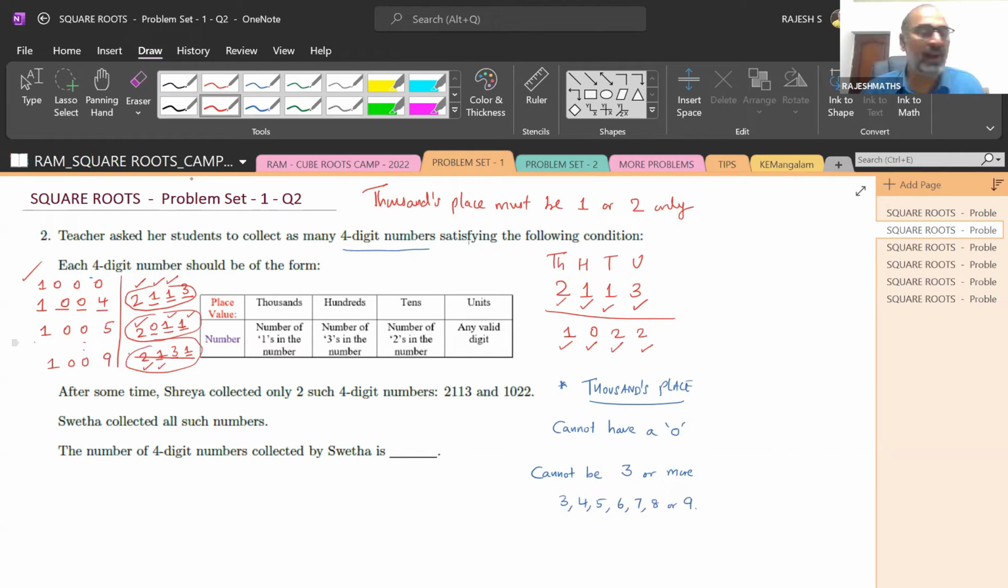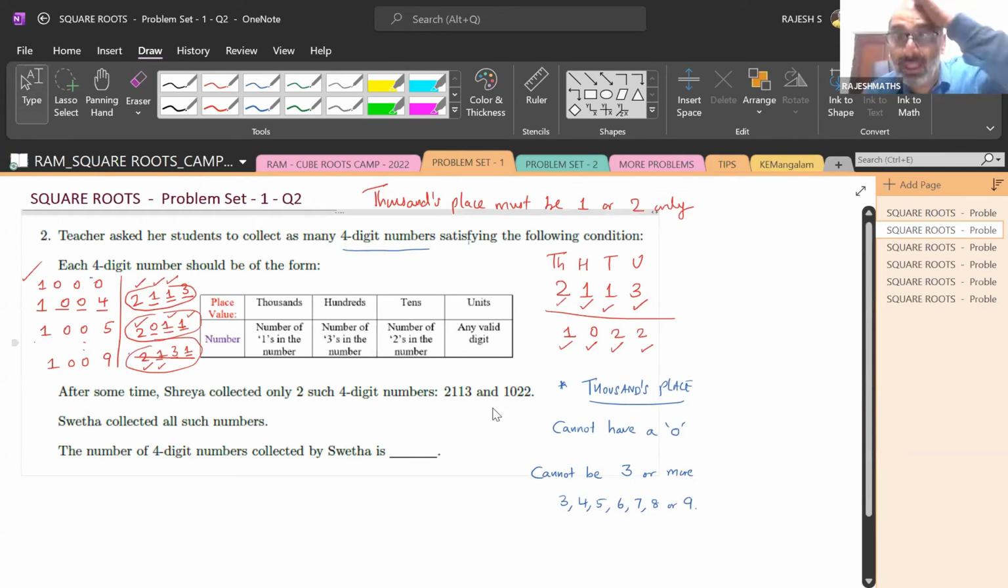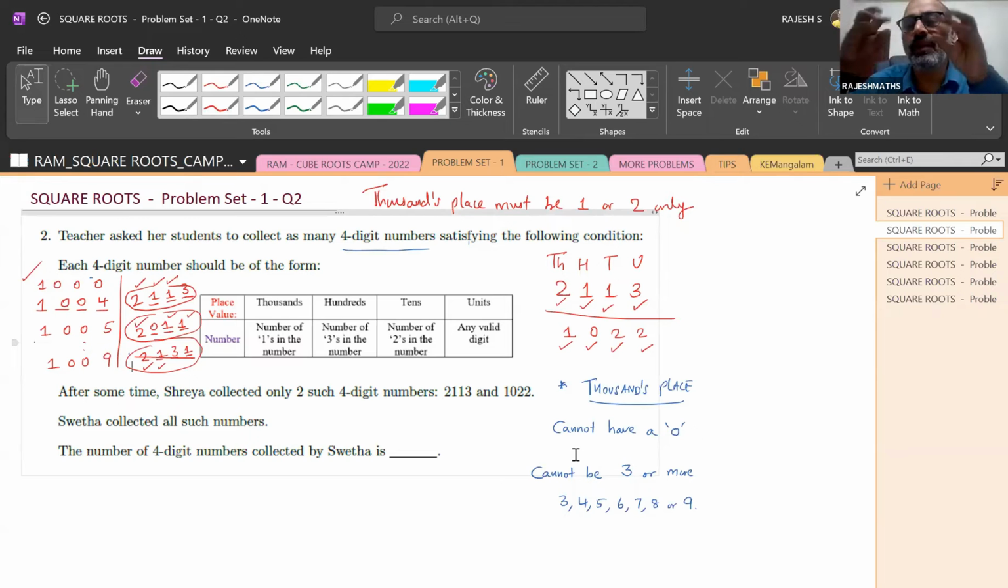So then finally you may have to count the numbers, right? I am not going to do the counting. This is how the problem is. It is just like the place value system. You need to see the place value, and then there is a condition given: within this number, how many ones, how many twos, how many threes, and any valid digit like that.